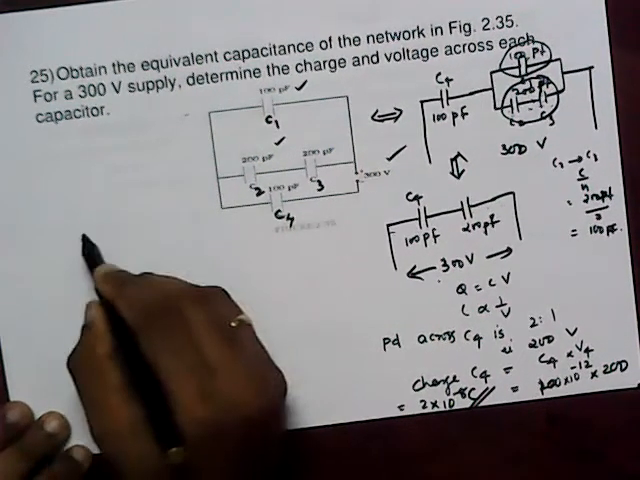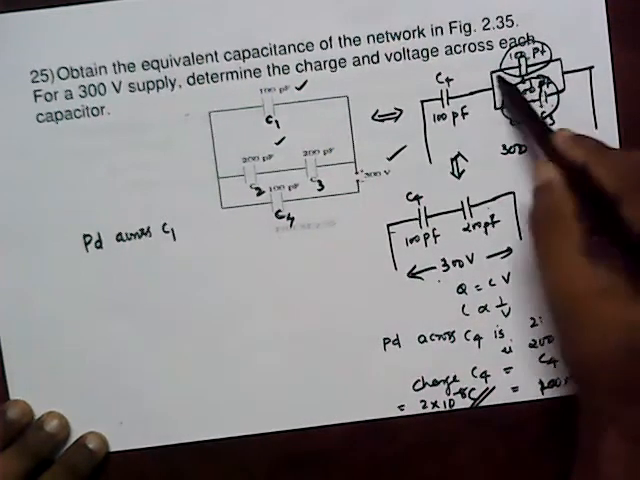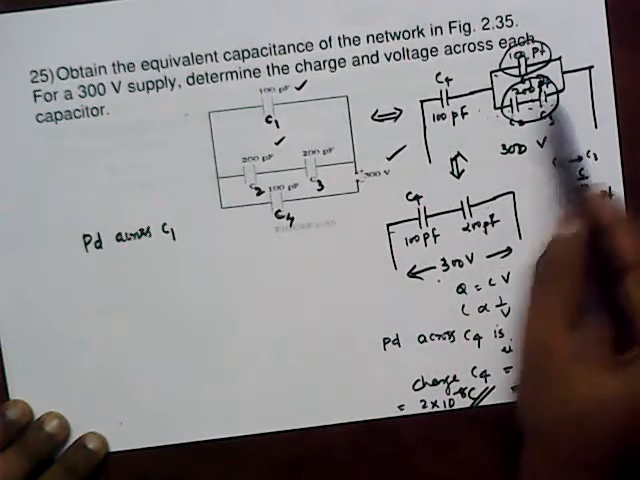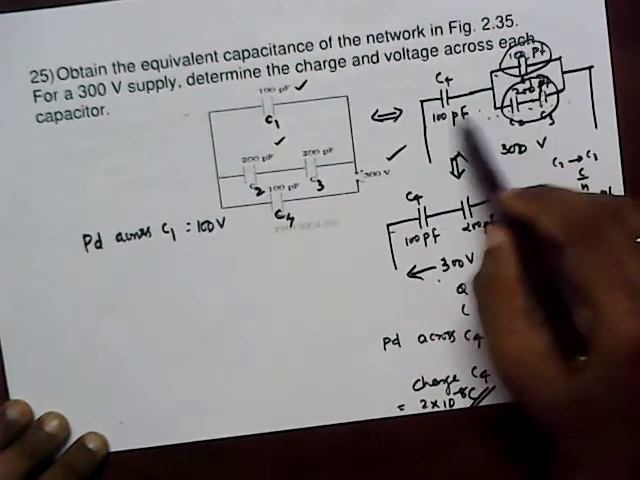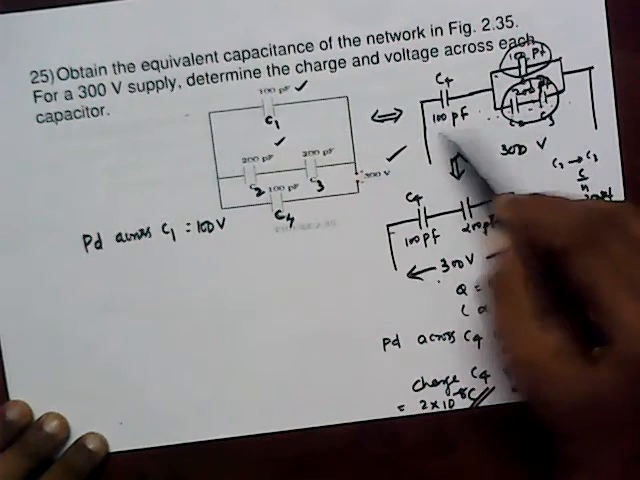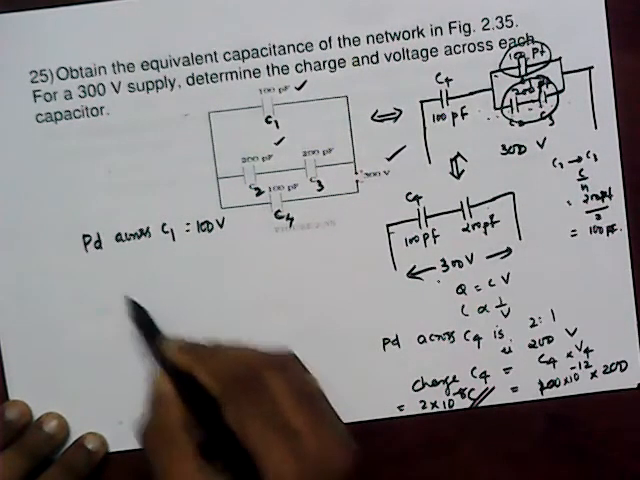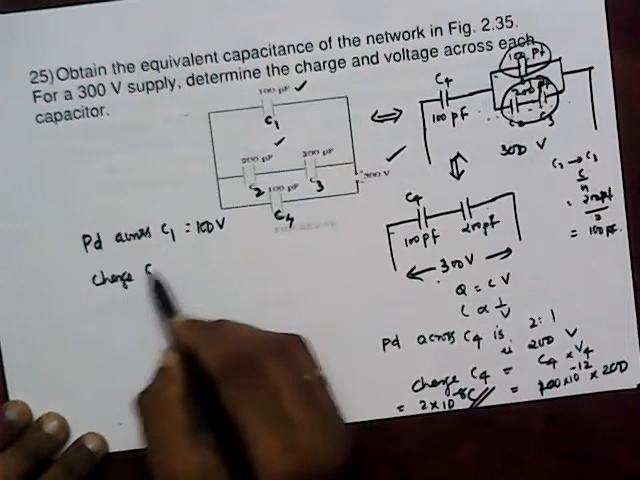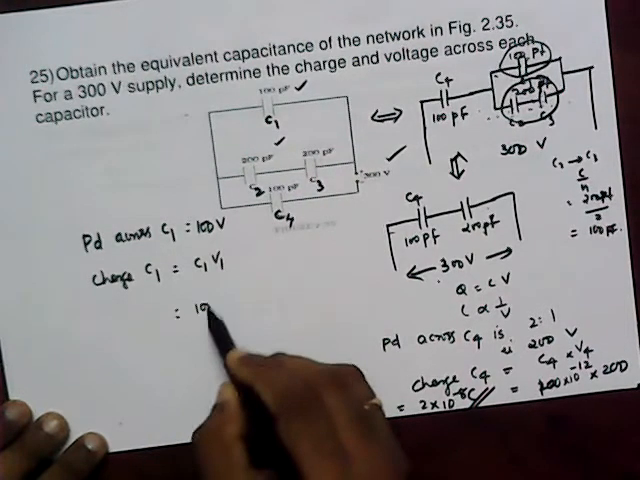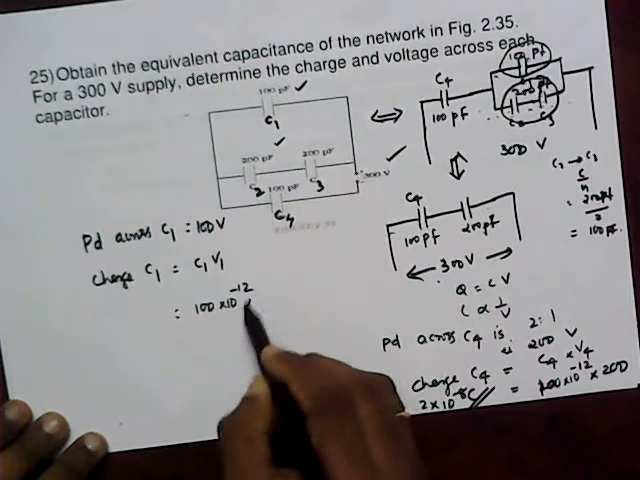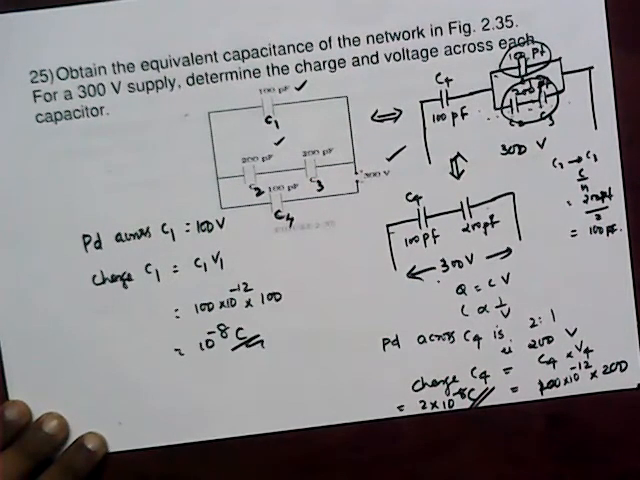Then we can find the potential drop across C1. Here it is 200, so the remainder becomes 100 volt, since they are in series. Therefore, what is the charge on C1? That is equal to C1 V1. C1 is 100 into 10 raised to minus 12 into the potential of 100, so it equals 10 raised to minus 8 coulomb.